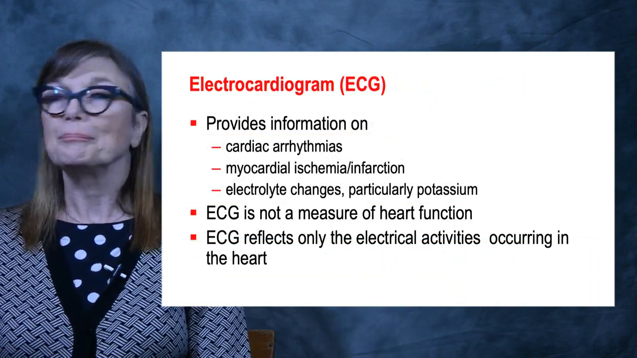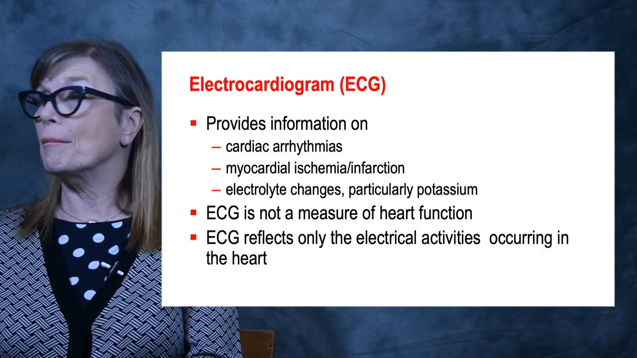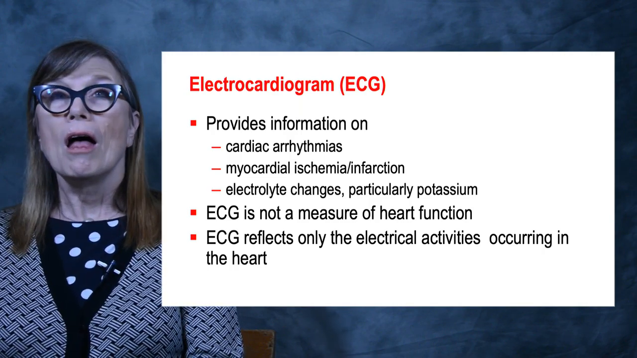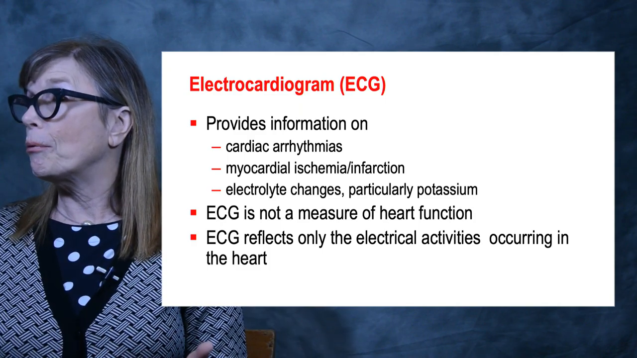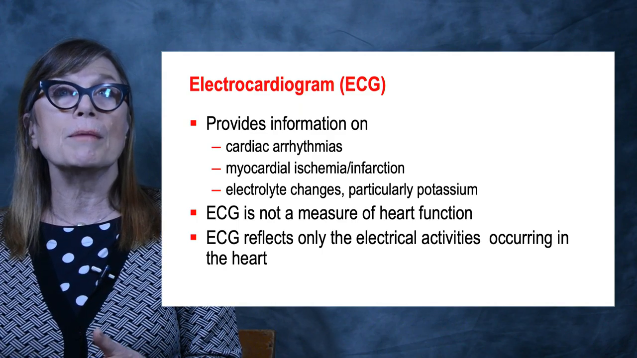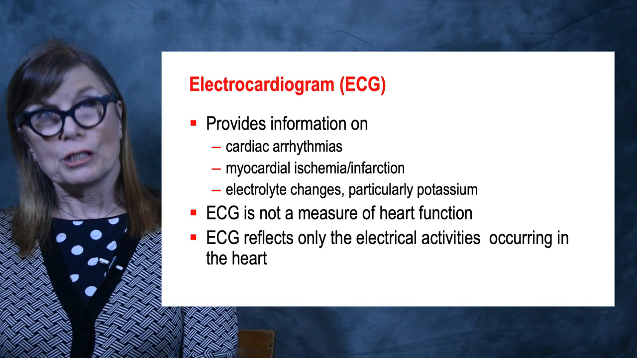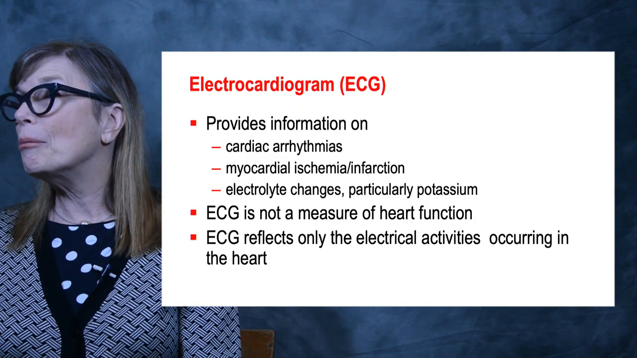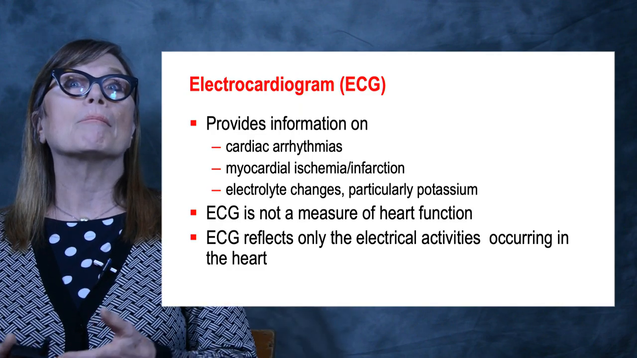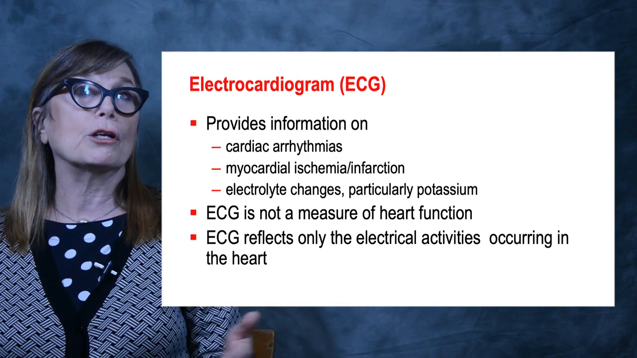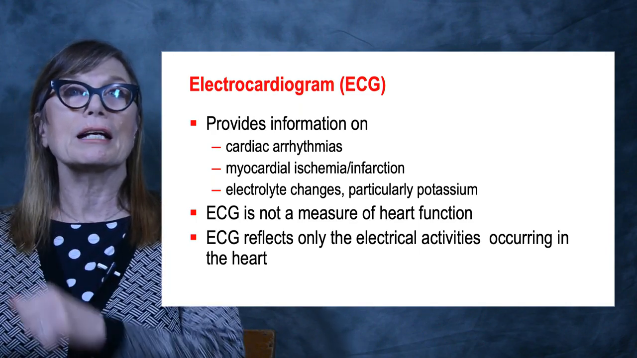The electrocardiogram also gives us significant information, as we've discussed before, the kind of information that tells us about cardiac dysrhythmias, the presence or absence of myocardial ischemia or infarction, and can also give us a bird's eye view to electrolyte changes, in particular related to potassium, which can delay conduction and prolong the PR interval, prolong the QRS, and prolong the QT. More on that later in the electrolyte chapter.